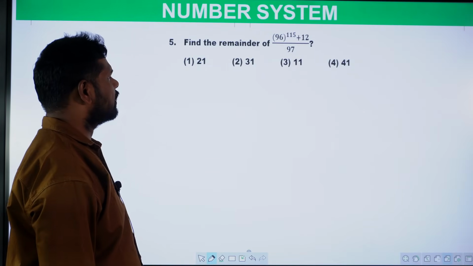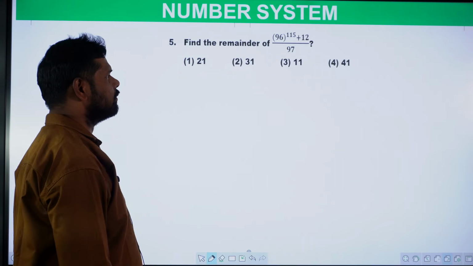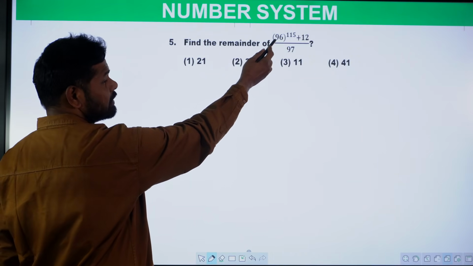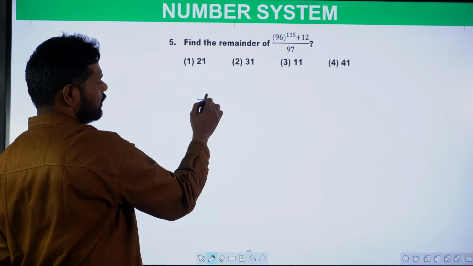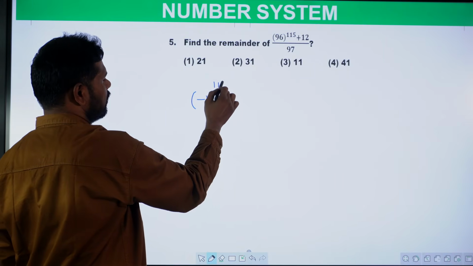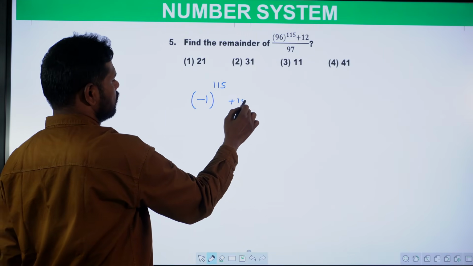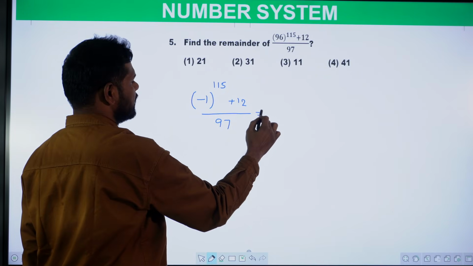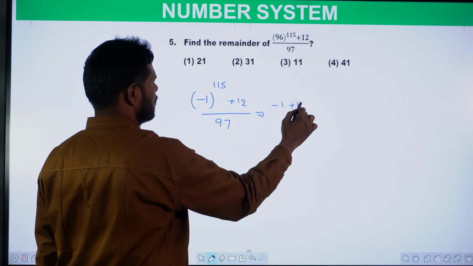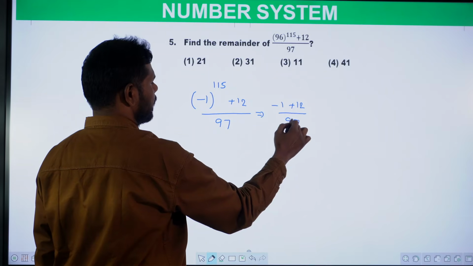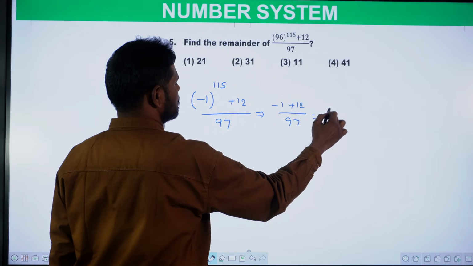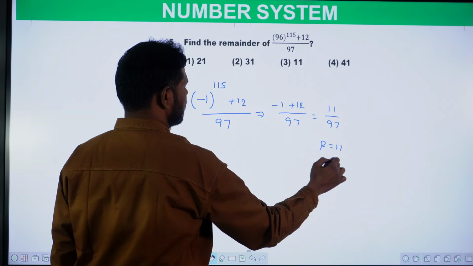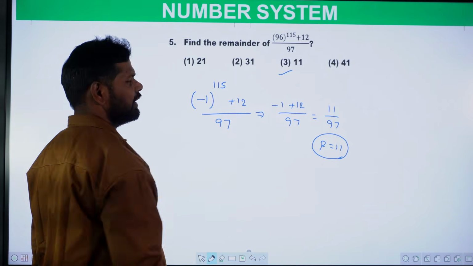96 whole power 115 plus 12 by 97 is how much? 96 is 97 minus 1. What is the remainder we get? (Minus 1) whole power 115 plus 12 divided by 97. Minus 1 power odd number means minus 1, plus 12 by 97. 12 minus 1 is how much? 11 by 97. What is the remainder here? 11. That's it. Very easy.